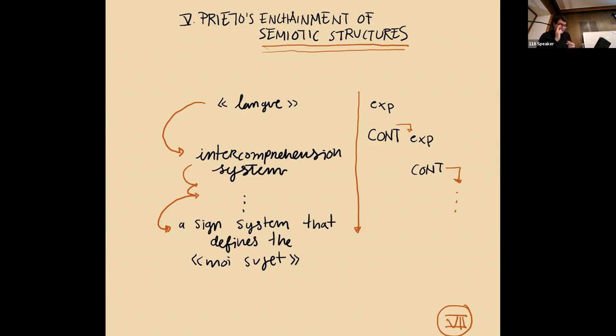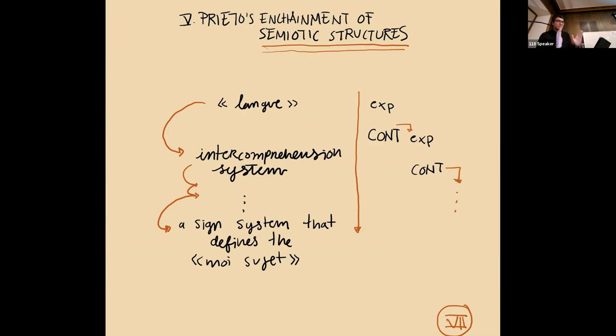This brought us to the question of whether a language's modeling capacity was the only factor that could account for the fact that language seems to be able to express all contents. In order to answer this, we brought in Prieto's notion of intercomprehension system to introduce the notion of connotative classification systems, by means of which the content plane of a given sign system, a language in this case, can become the expression plane of another sign system.